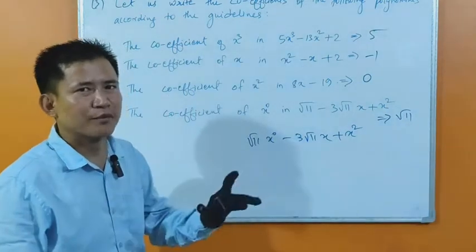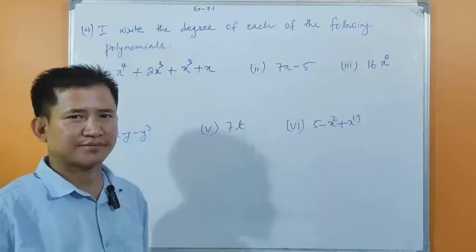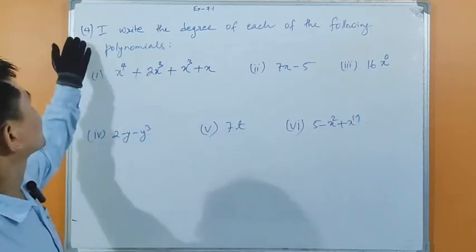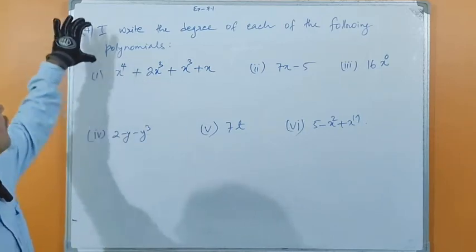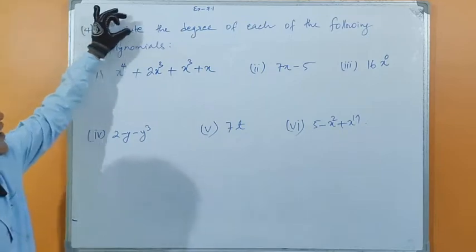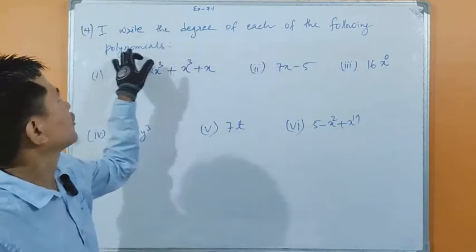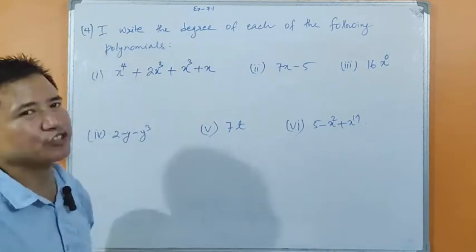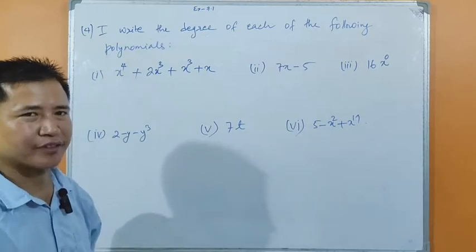Now let us quickly move on to question number 4. Okay, students, let's go for question number 4. First, read out the instruction given to us. Write the degree of each of the following polynomials. We are asked to write the degree of the polynomials.